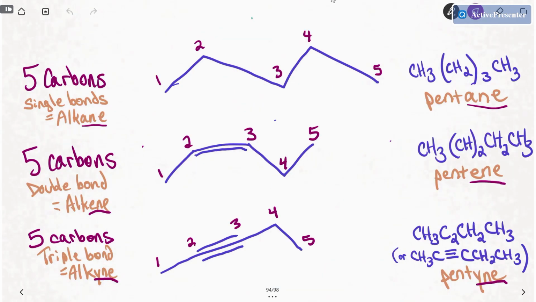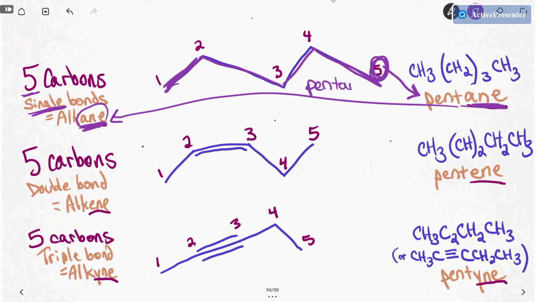So here are some more examples. So we have 5 carbons. They're all single bonds. See, just the one line in between, single bonds. So that means it's an alkane. And since there's 5, we're going to put that pent prefix in front, meaning 5. And then put the -ane as the suffix at the end from alkane. So we're going to go pentane, pentane.